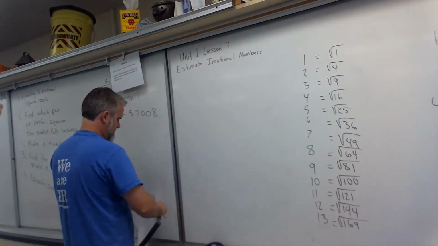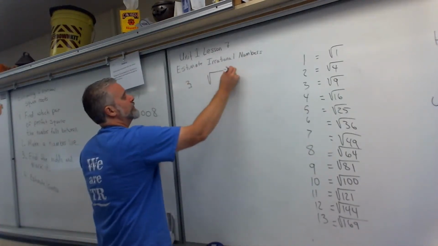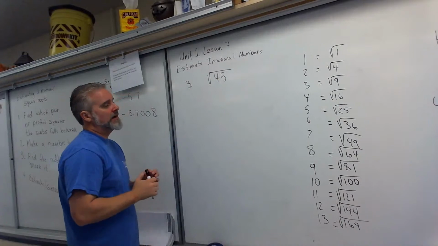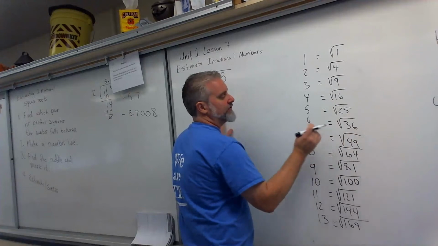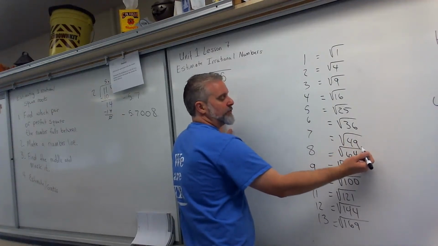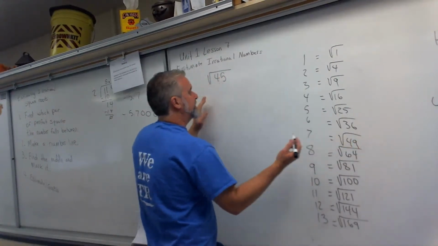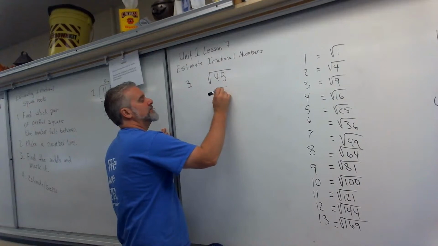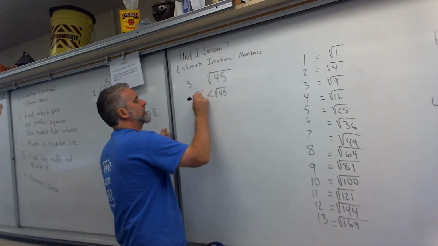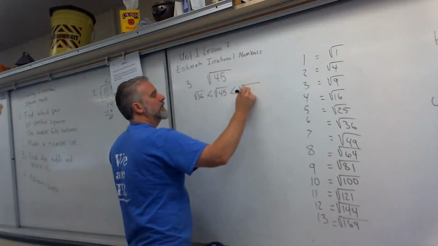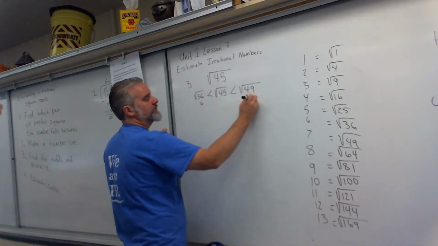Problem number 3. We have the square root of 45. Now again, coming back to my chart, 36 is a perfect square. Square root of 36 is 6. 49 is a perfect square. Square root of 49 is 7. And my square root of 45 falls in between these two. So square root of 45 is greater than the square root of 36 and less than the square root of 49. Square root of 36 is 6. Square root of 49 is 7.